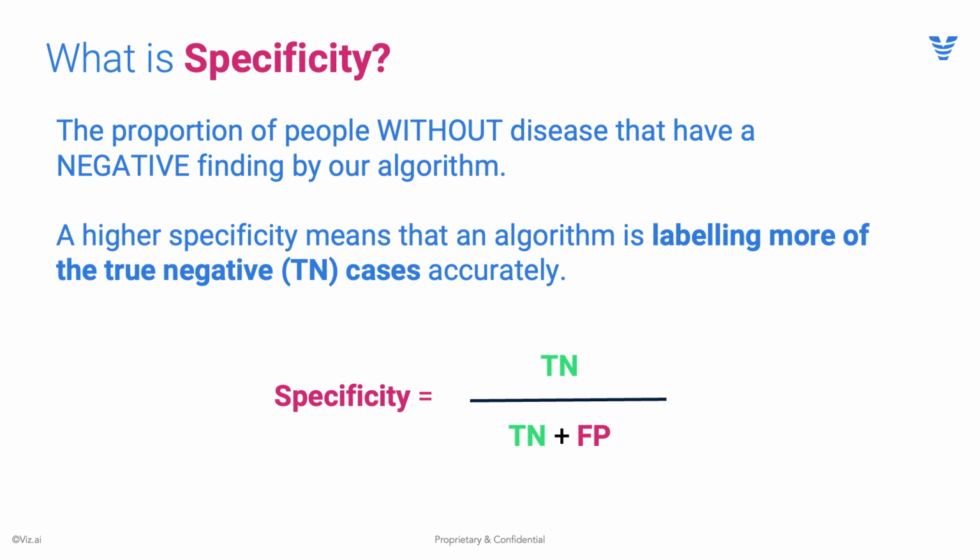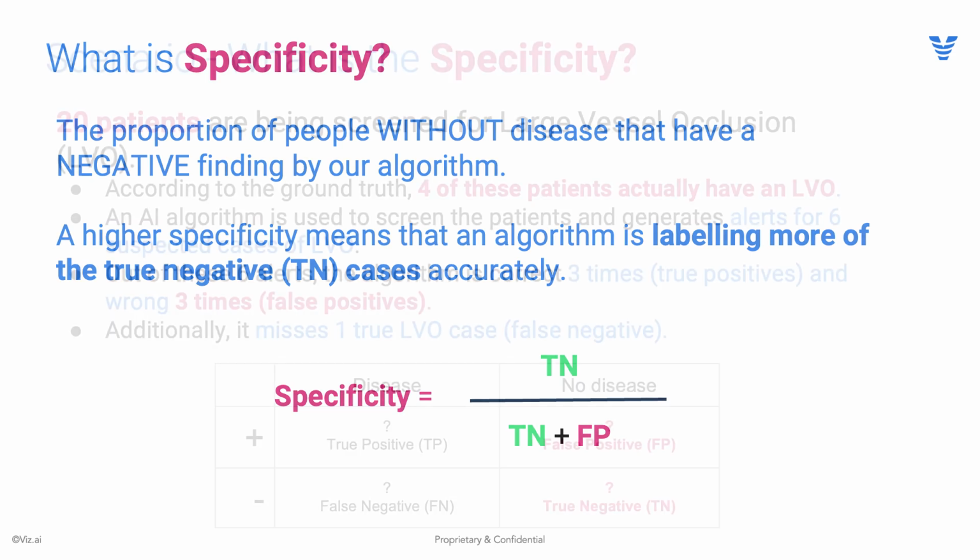A higher specificity means that an algorithm is labeling more of the true negatives accurately. Again, it's a pretty simple calculation. If you go back and look at your sheets, you have the true negatives and the false positives, and it's really a simple division problem.